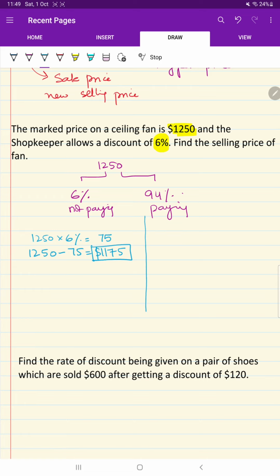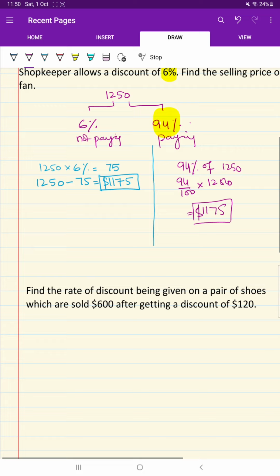Or the other way is that when I know that I am paying only 94%, then I can clearly find out 94% of 1250. So 94 into 1250 upon 100 will also give me $1175. But of course, you can use any one method. It's not necessary that you'll use both the methods, whichever you find easier. But of course, it's good that you know both of it. Whichever one you find easier, you can use that way.